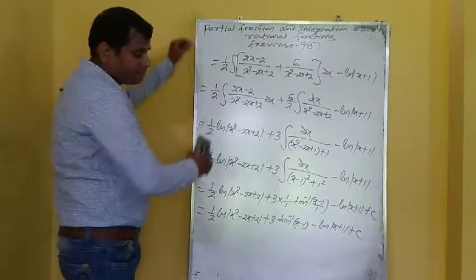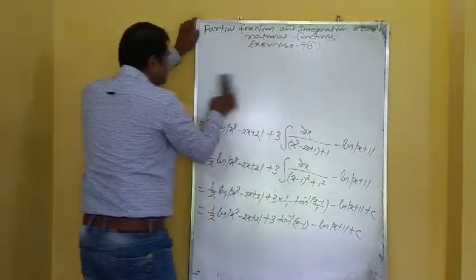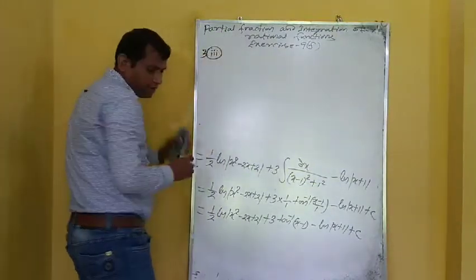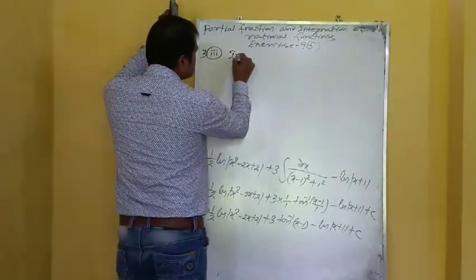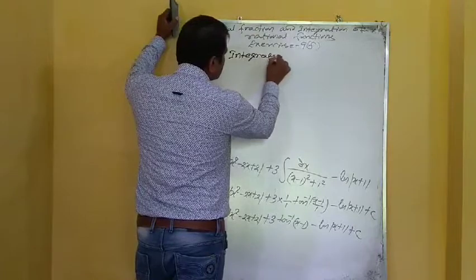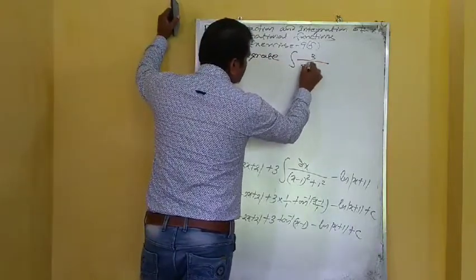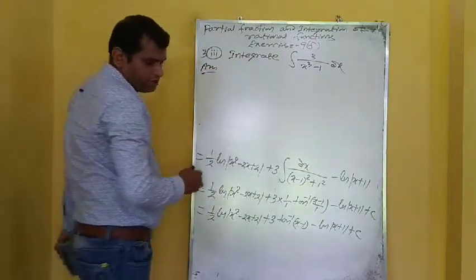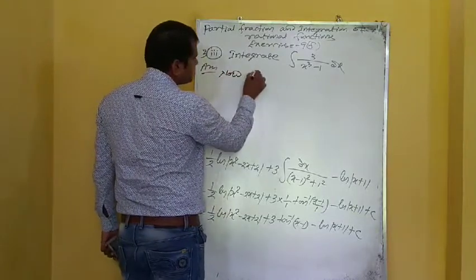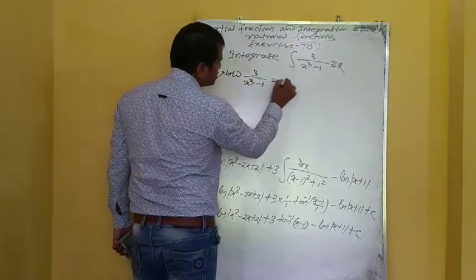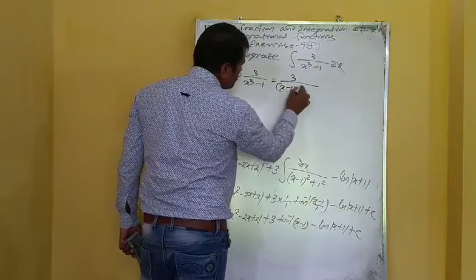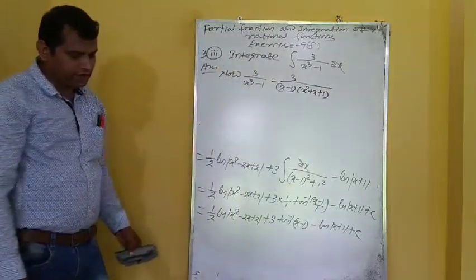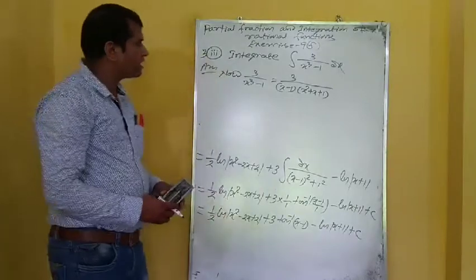Then next we discuss another important problem, number 3, triple I: integrate 3 by x cube minus 1 dx. Answer. Now 3 by x cube minus 1 is equal to 3 by (x minus 1) whole into (x square plus x plus 1). That one is a non-repeated linear factor, another is a non-repeated quadratic factor.